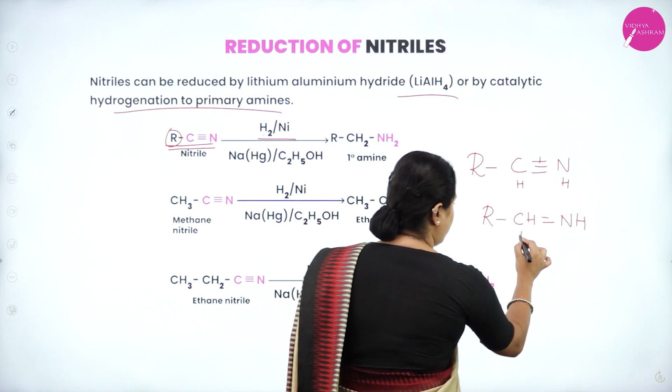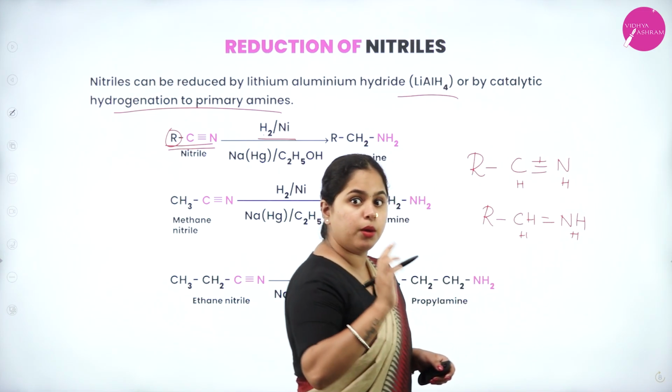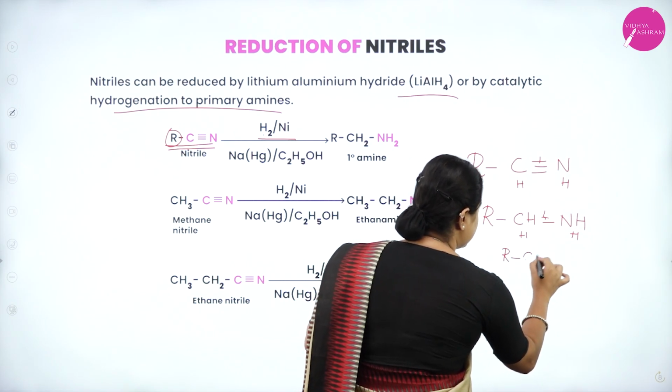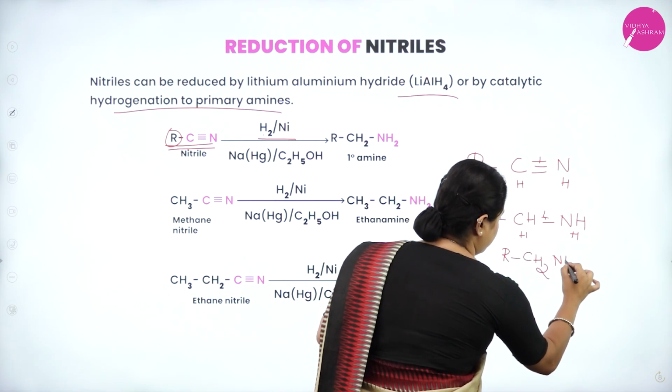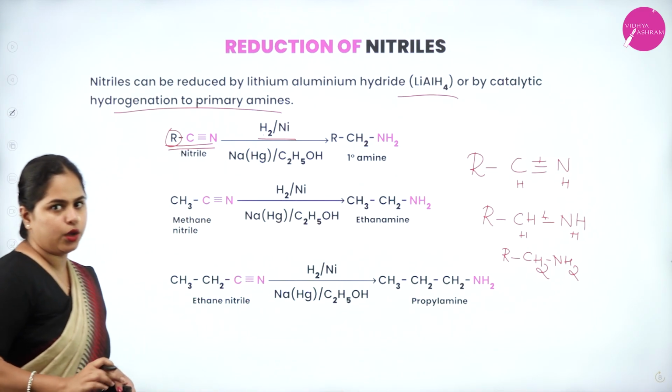That means 2 more atoms of hydrogen will be added on both sides. So again, what will happen to the double bond? Double bond will become a single bond, right? Double bond will break. So what you will get? RCH2NH2, right? This will become a single bond. So this is how you are getting an amine. I hope it is clear.